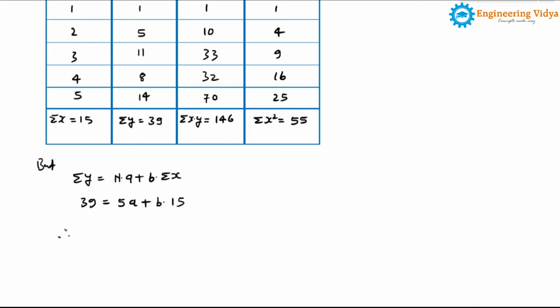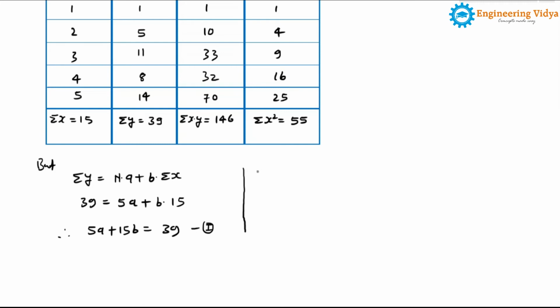Now we'll frame the standard simultaneous equation. Here we get 5a plus 15 into b equal to 39. We can consider this as equation number 1. In a similar way, we can frame equation number 2 also. From equation number 1, you can derive equation number 2. What do you have to do? Only multiply by x on both sides.